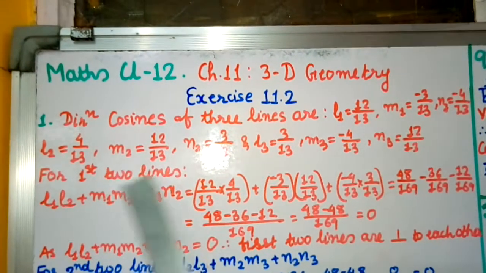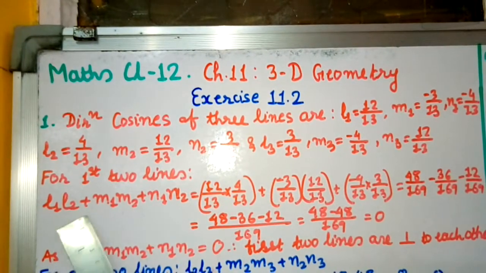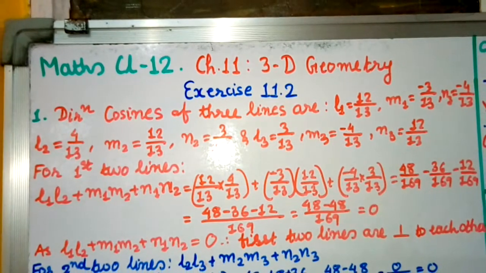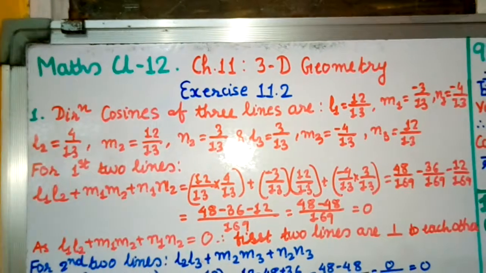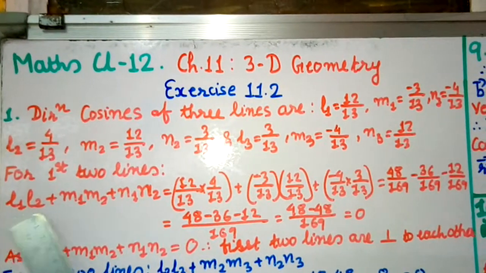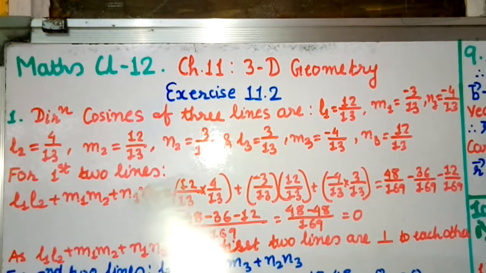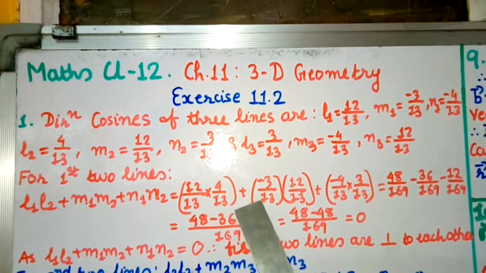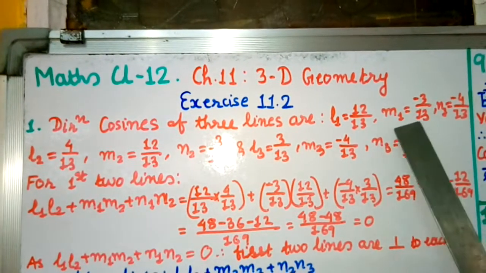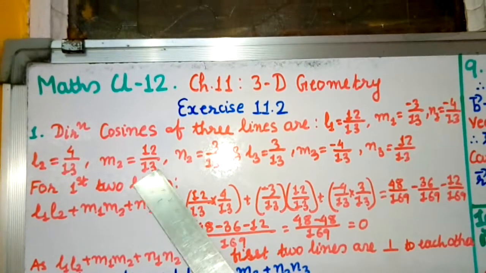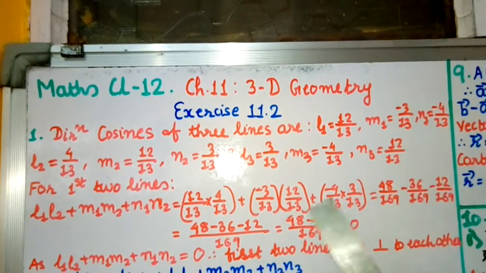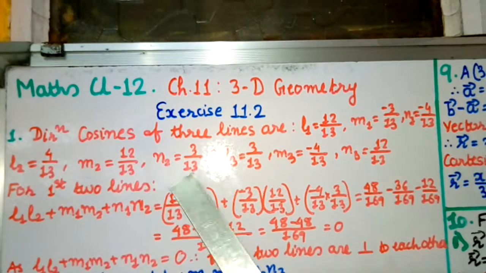Now for the first two lines, I will check L1L2 plus M1M2 plus N1N2. If this value is 0, that means the first two lines are perpendicular. So let us check for the first two lines. L1L2, that is 12/13 into 4/13, plus M1M2, so -3/13 into 12/13, plus N1N2, that is -4/13 into 3/13.